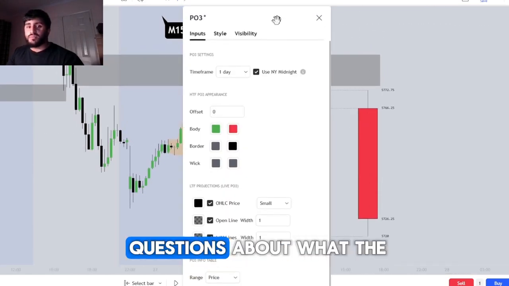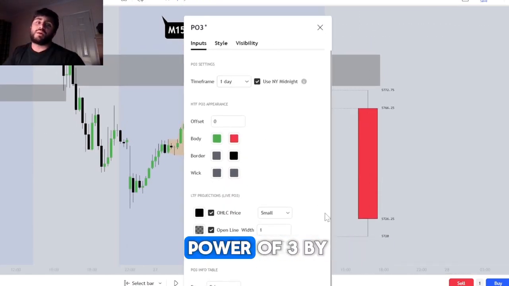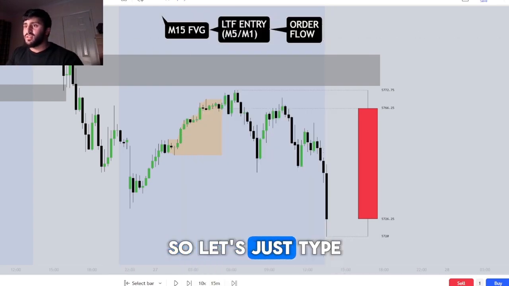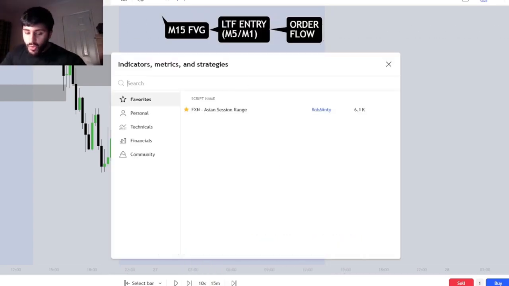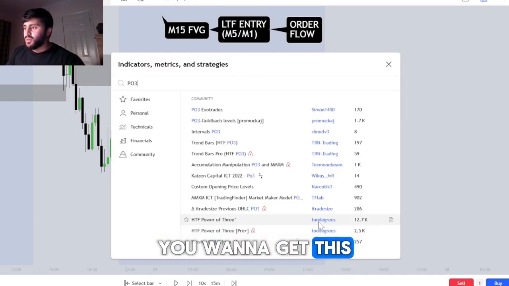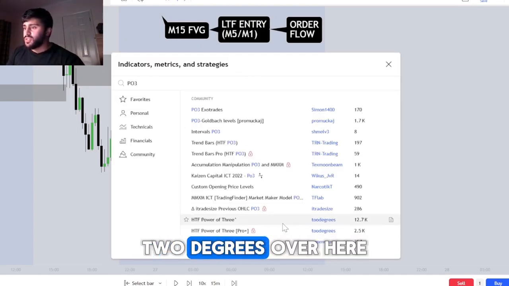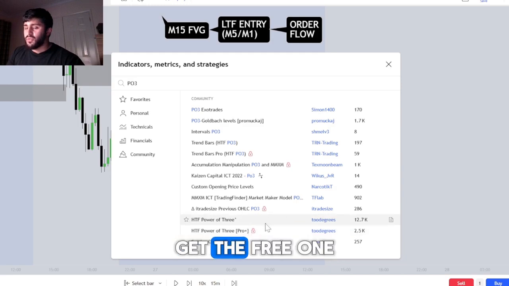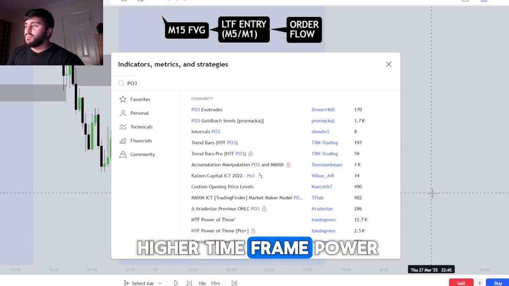So I often get questions about what the indicator is. So this is the Power of 3 by 2 degrees. So let's just type that in on the indicators. What you want to do is type in PO3, right? And you want to get this one over here where it says 2 degrees, right? 2 degrees over here. Get the one that's not locked, get the free one over here. This is the higher time frame Power of 3.